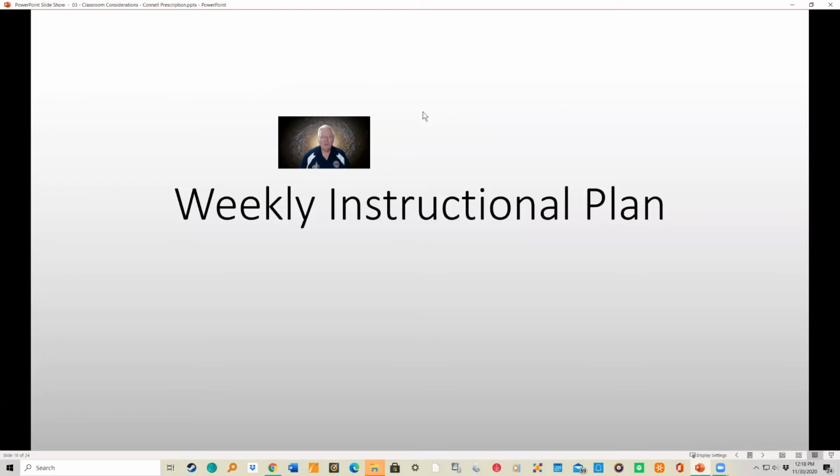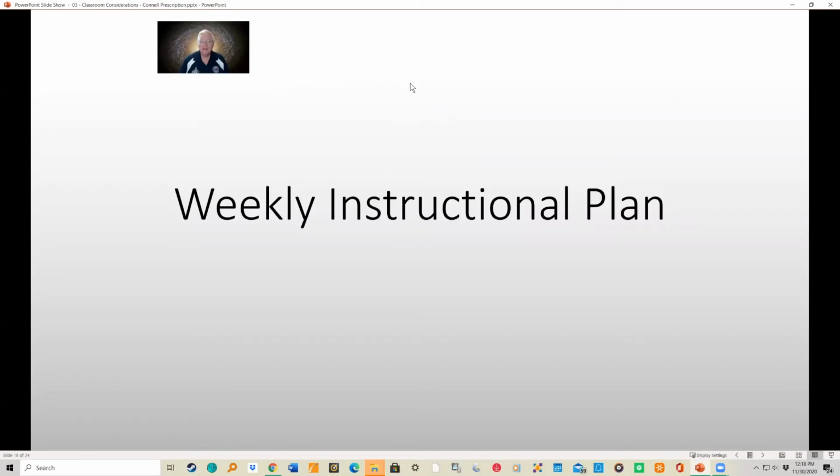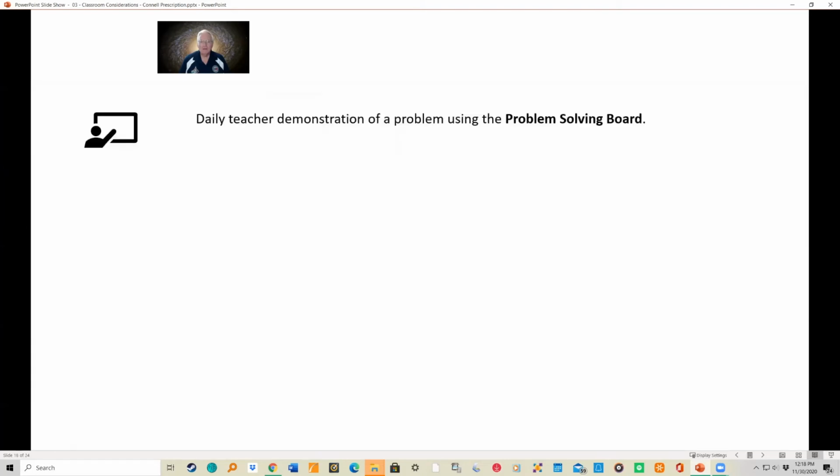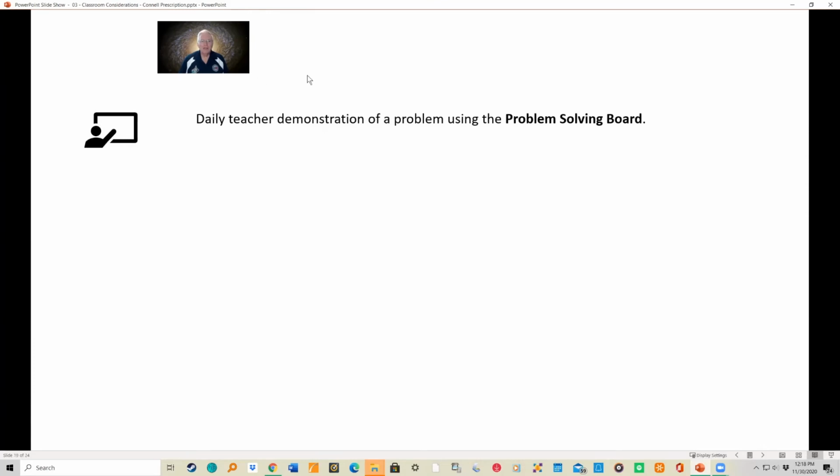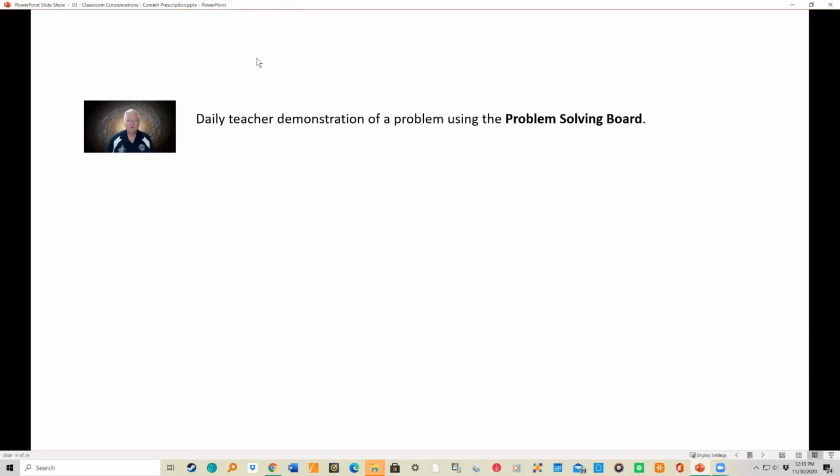Now, we have kind of a weekly plan of instruction that we'd like to follow each week, and this makes use of the problem-solving board. So in looking at our instructional plan, what we do is each day we're going to demonstrate a problem using the problem-solving board. This is something that we'll do as teacher. So as teacher, we're going to demonstrate each day a problem-solving board-based problem. So here I am. I'm demonstrating the problem-solving board.